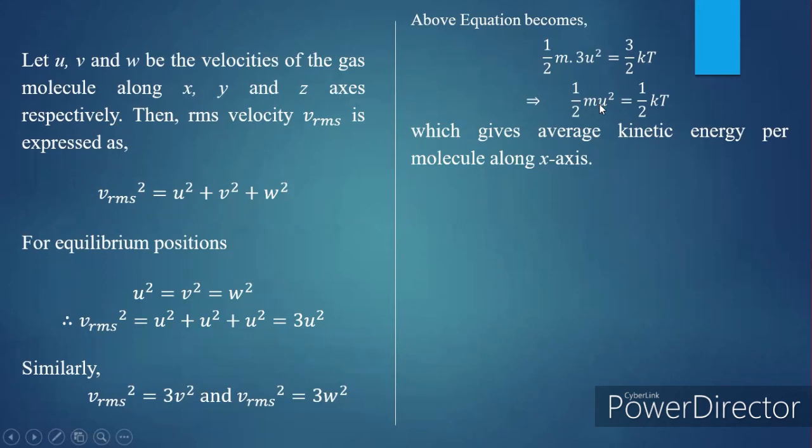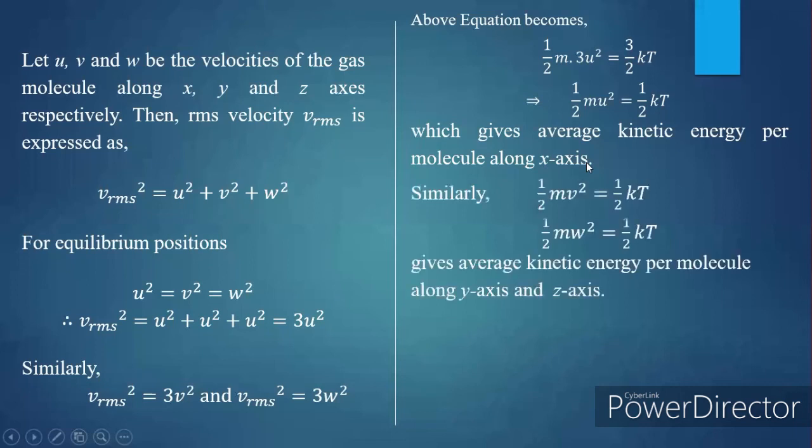What is R divided by NA? It is the Boltzmann constant. U is the velocity along the x-axis. This gives you the average kinetic energy of a single molecule along the x-axis, which is equal to half kT. Similarly, along the y-axis and z-axis, they are again half kT.